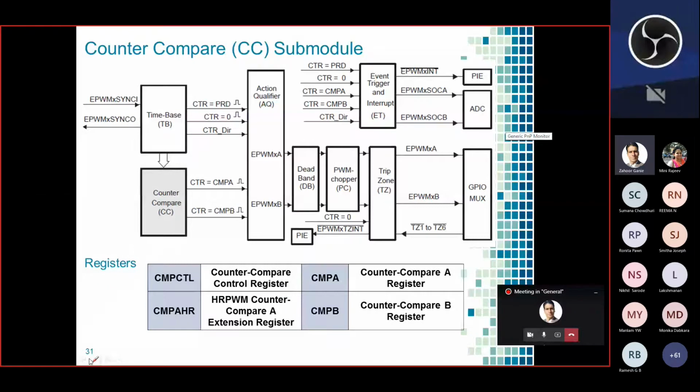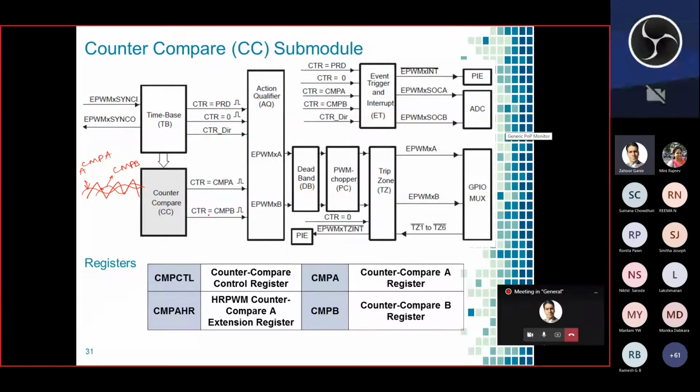That means when you have a triangular wave and you have some reference wave, say a sinusoidal reference wave, this is say for phase A and some for phase B, let us say. So this can have a compare A value, and the other reference wave can have a compare B value.